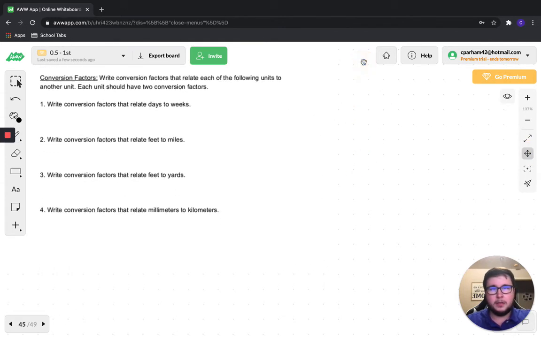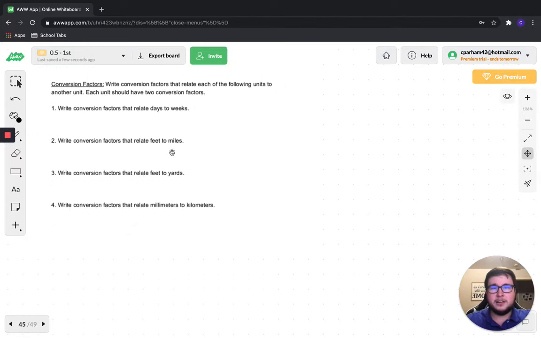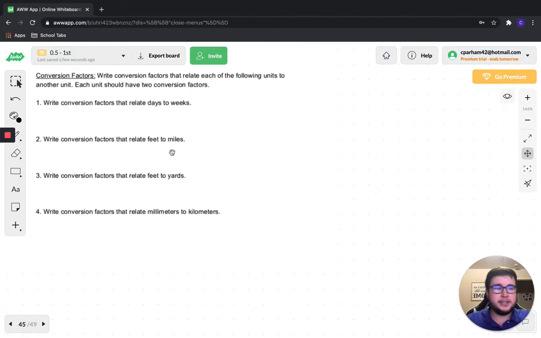Okay. So it says to write conversion factors that relate days to weeks. So this time I'm just going to write conversion factors. I'm not even solving a problem. I'm just going to do a few of these. Ready? Okay, so write conversion factors that relate days to weeks. Well, what do we know about how many days there are in 1 week? What are some measurements there that are equivalent? So 1 week is equal to 7 days, right?